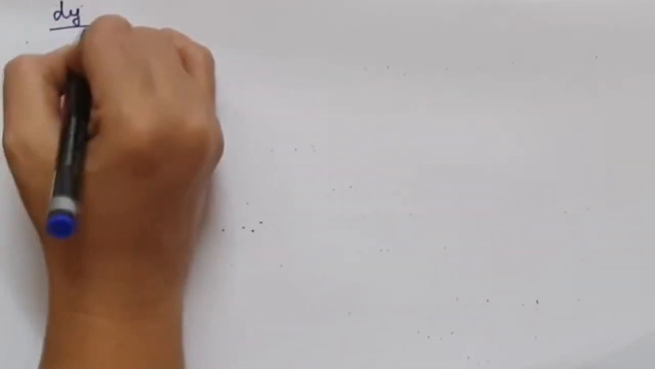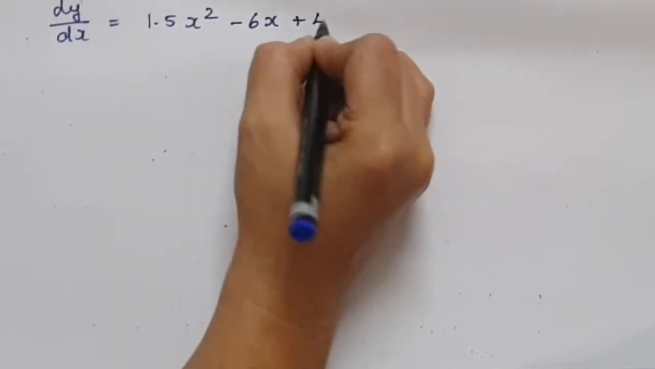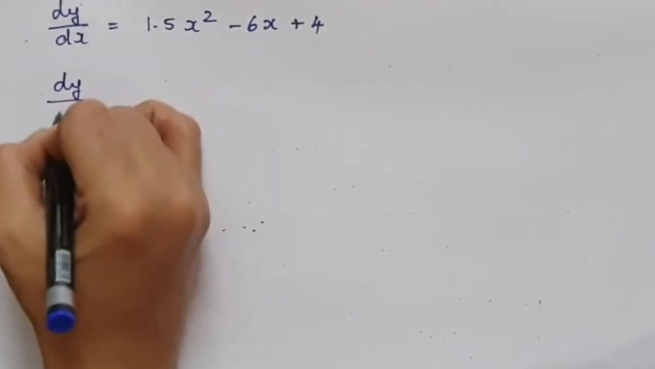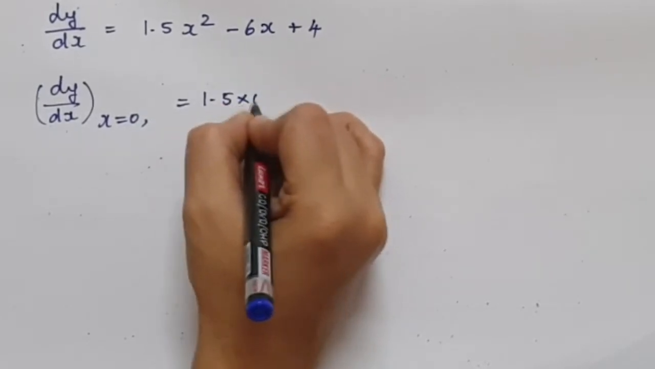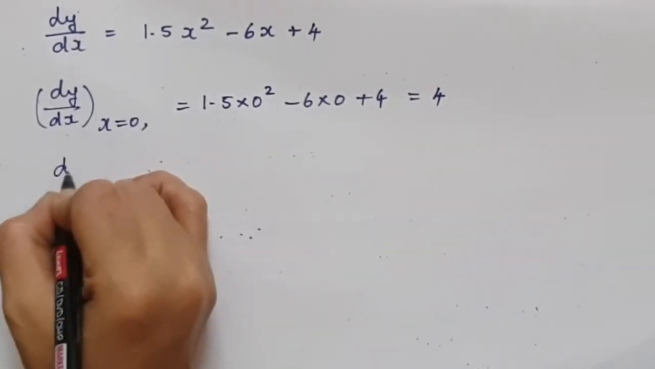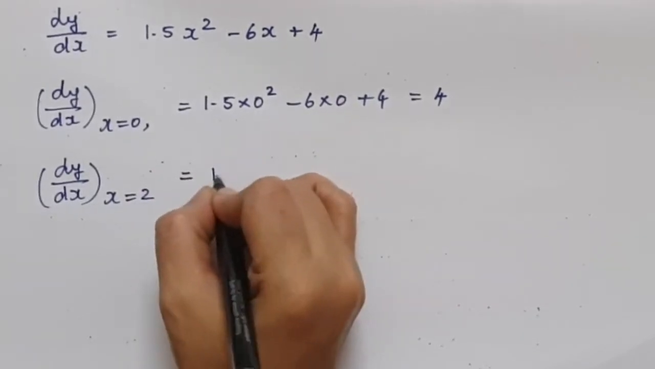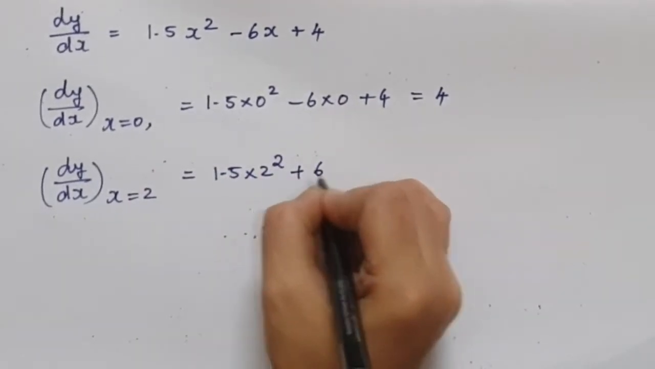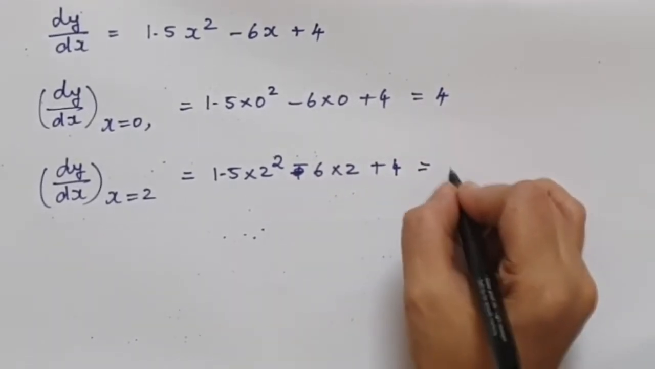And then we need to find the gradient at each of these points. So now our dy over dx will be equal to 1.5x square minus 6x plus 4. So now dy by dx at x equal to 0 will be equal to 1.5 into 0 squared minus 6 into 0 plus 4. So we'll get a 4. Then dy by dx at x equal to 2 will be equal to 1.5 into 2 square minus 6 into 2 plus 4. When we simplify this, we get our answer as negative 2.